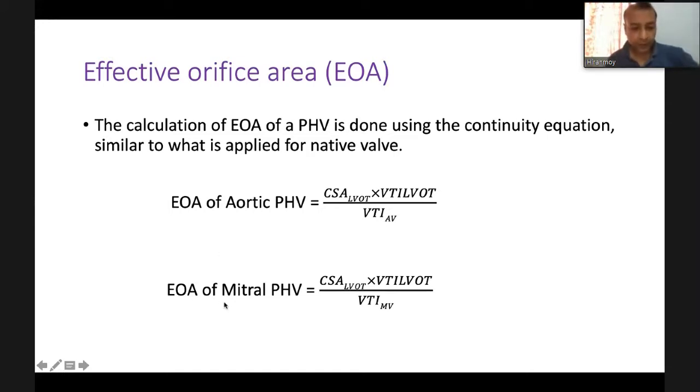And the effective orifice area of a mitral prosthetic heart valve is again the cross-sectional area of LVOT times the VTI of LVOT divided by the VTI of the mitral valve. VTI of LVOT is done by pulse wave Doppler, VTI of the mitral valve is done by continuous wave Doppler. And the cross-sectional area, again, is pi r square. Pi is the constant, r square is radius squared. So by these two calculations, we can get the effective orifice area.